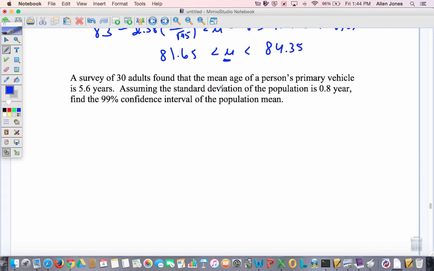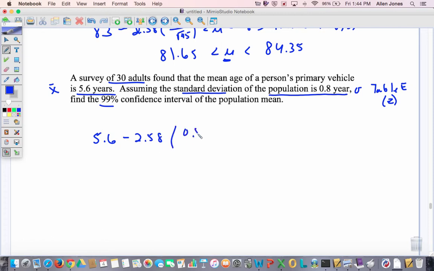All right, one more time here. A survey of 30 adults found the mean age of a person's primary vehicle is 5.6. So our survey of 30 gives us a sample mean of 5.6 years. Standard deviation of the population: population standard deviation tells us that we have sigma, and that uses table E or our z-score. Find the 99% interval of the population mean.